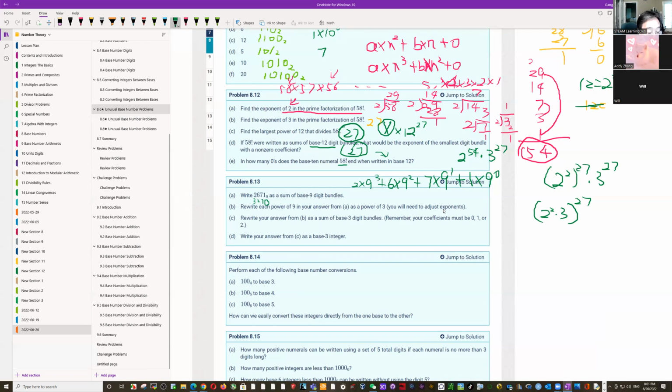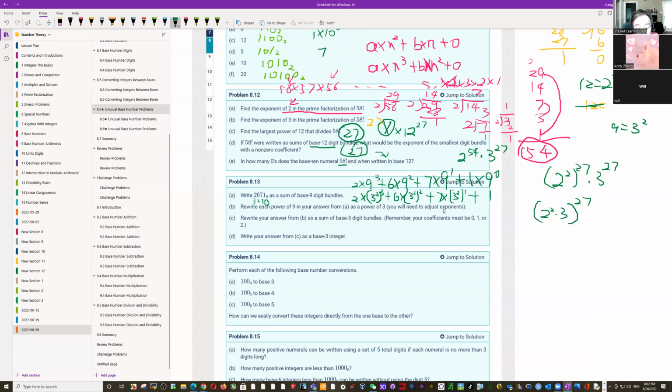Then rewrite each power of 9 in the answer as a power of 3, because powers of 9 and powers of 3 have a special relationship. 9 is equal to 3 squared. So let's rewrite this in powers of 3. This is actually 2 multiplied by 3 squared cubed, plus 6 multiplied by 3 squared squared, plus 7 multiplied by 3 squared to the first, plus just 1, because the last digit is 1.